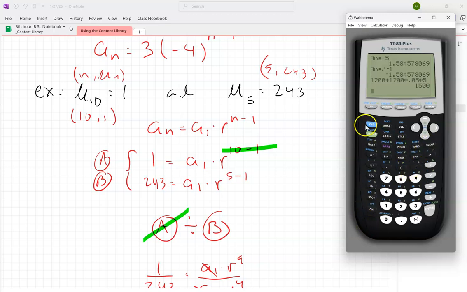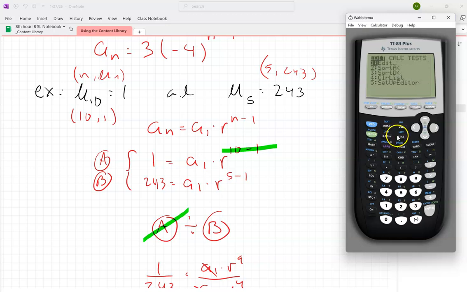So I'm going to start by pressing the Stat button. From the Edit tab, I'm going to select the Edit option by pressing Enter. And then I'm going to clear out a space in L1 and L2. In L1, I'm going to type my values for n. So in this problem, that would have been 10 and then 5. And in L2, I'm going to enter the corresponding a sub n values. For this problem, that would be 1 and then 243. Everybody's okay?